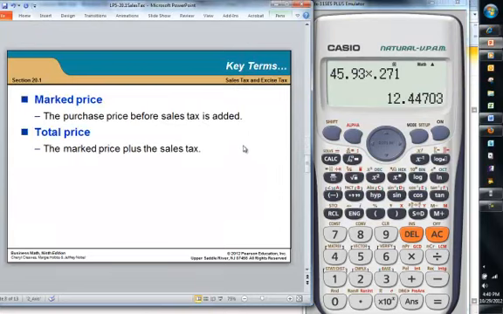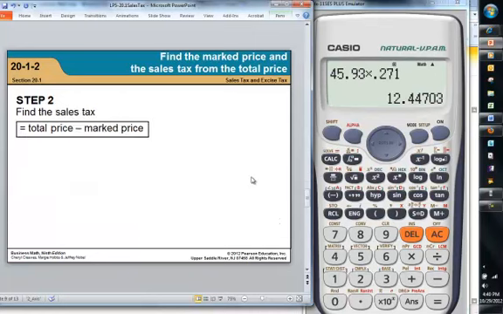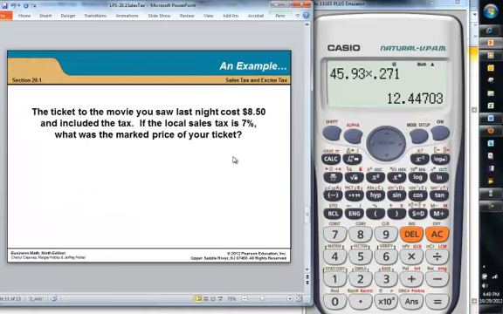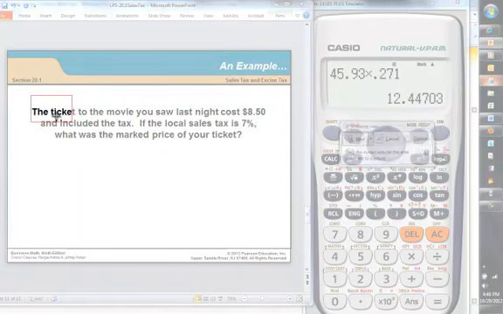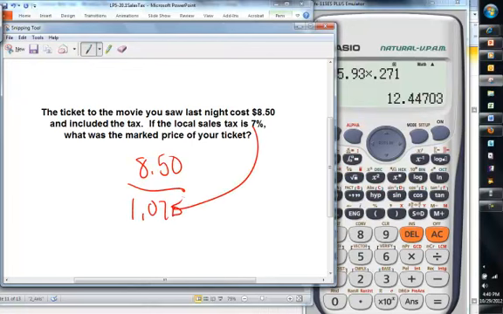So to find the total marked price, you just add the sales tax. Now, if you're given the total marked price, you have to divide by not just the sales tax rate, but 1 plus the sales tax rate. So, a movie ticket. Let's do this one right here. A ticket to the movie you saw last night cost $8.50 and included tax. So we're going to take the $8.50 divided by 1.07 because you take the tax rate, and then you're going to divide by the purchase price too.